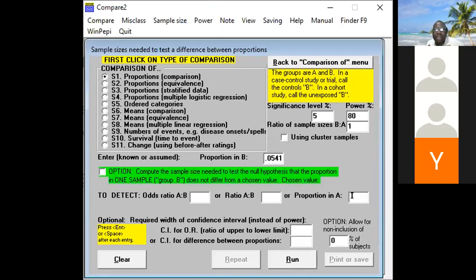the second one, because the option is given here, you want to put the odds ratio, but you are not putting the odds ratio, you are putting the proportion of the second one, which is 0.0458.